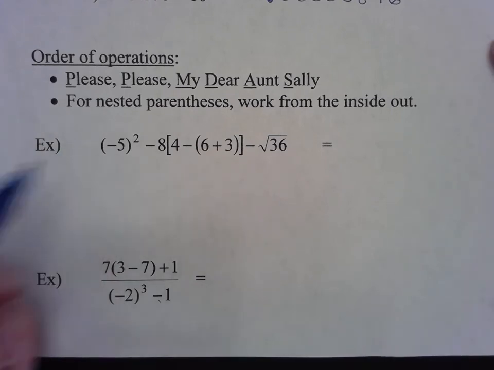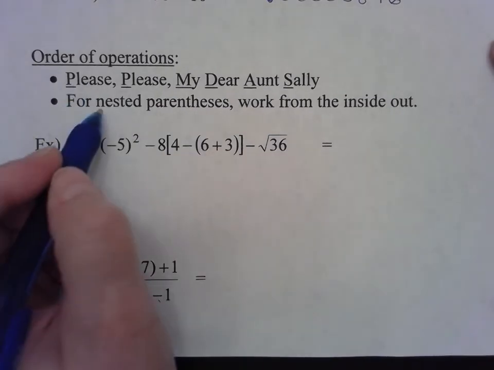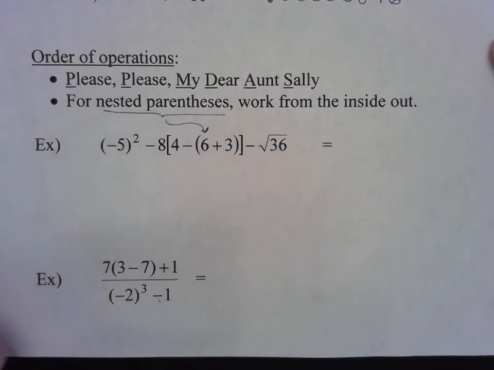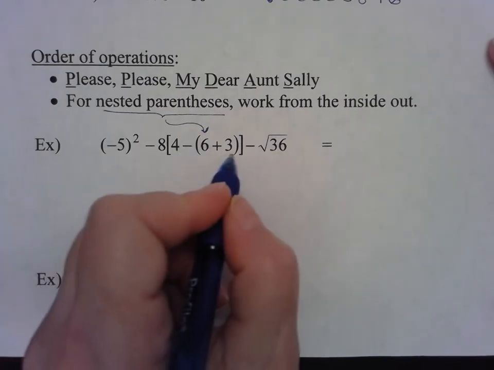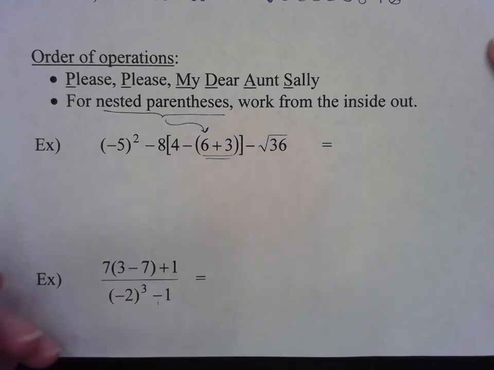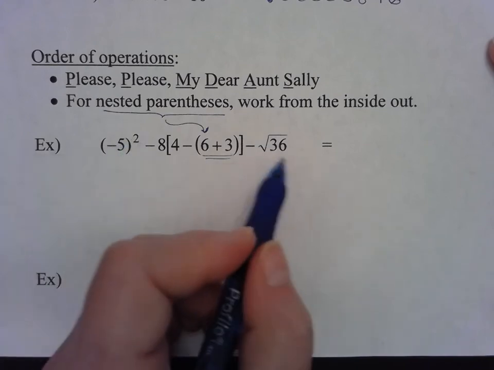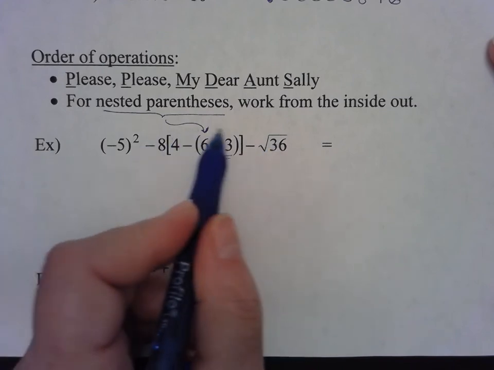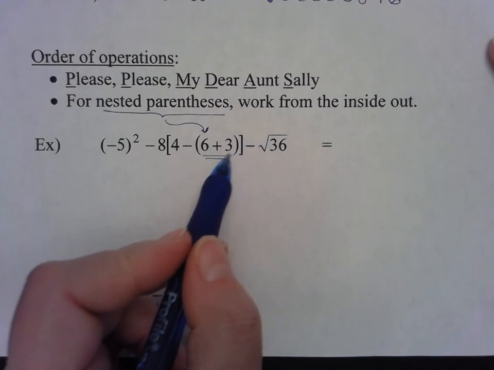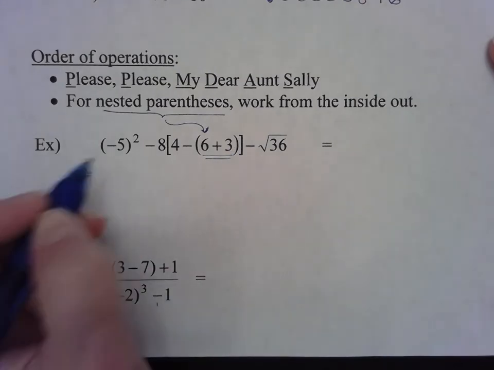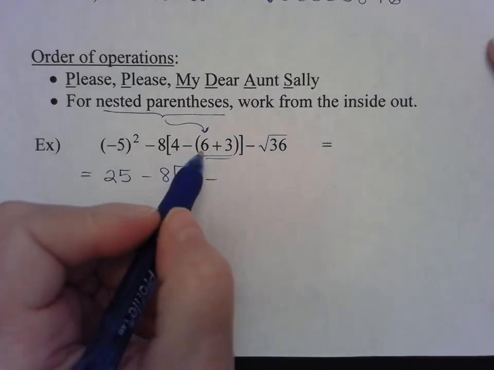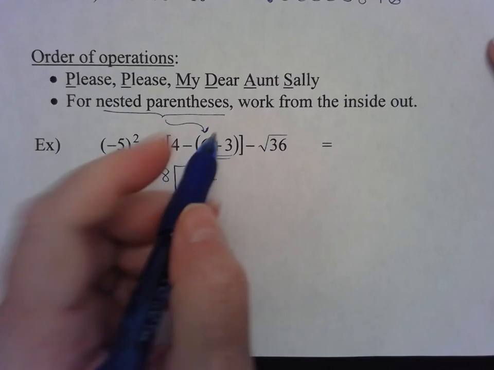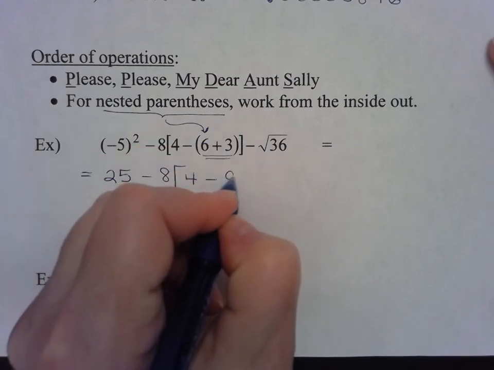So let's just work this out. For nested parentheses, that's this, right? If I have parentheses inside of parentheses inside of parentheses, I need to work from the inside out. So a really good first thing to do would be this part right here. Because the negative 5 squared and the square root of 36 don't really mess with this middle section, we can go ahead and do that at the same time, just to save ourselves some time. Negative 5 squared, that would be 25. The 6 plus 3 here is going to give us 9.